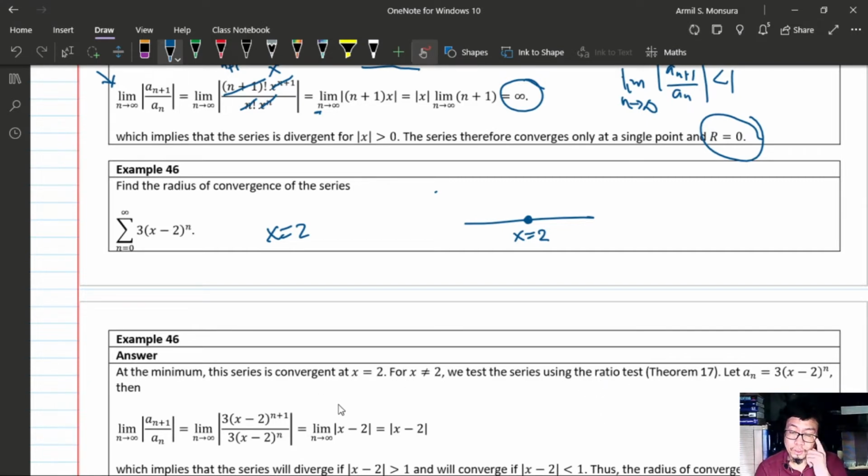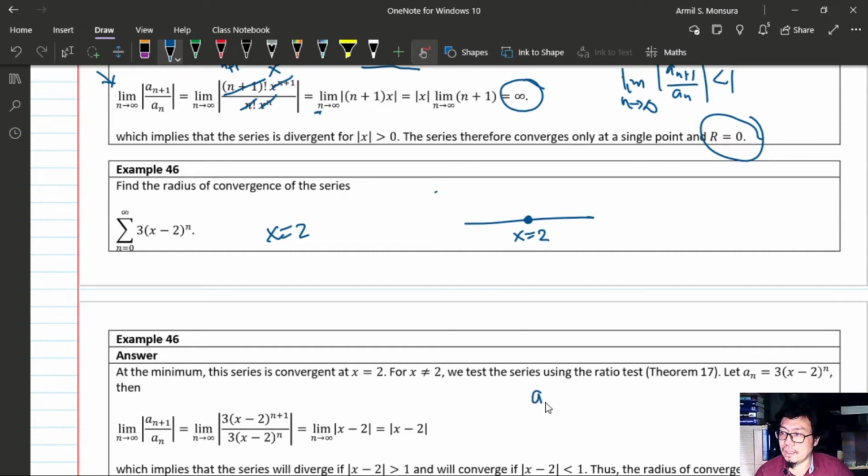Ratio test works here because we're dealing with power series. So these are powers of x, and ratio test is the best way to test series that converge quickly, such as power series. So that is why ratio test is the more convenient way of doing this. So we do it this way.